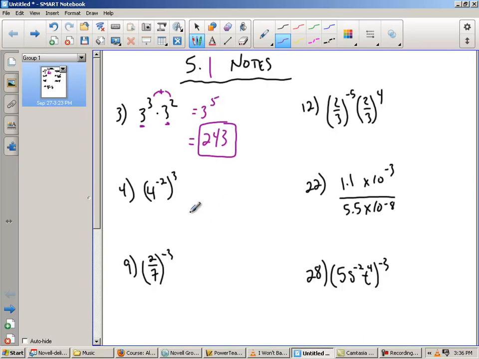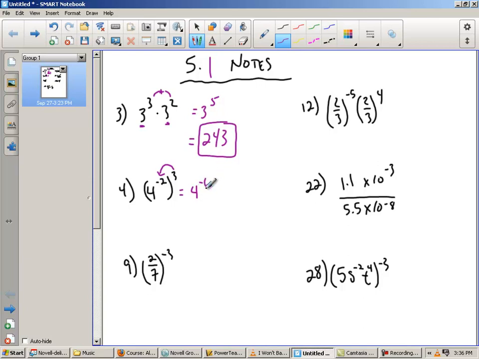Number 4, if you notice that I don't have the 4 written down twice. And so I'm not multiplying 4 by itself, I'm actually cubing what's inside. So when I do that, it's like distribution. And this will get distributed to any exponents inside of the parentheses. Since 4 is the only number here, it's the only thing that gets that exponent. It'll come out as 4 to the negative 6, because again, I'm multiplying.